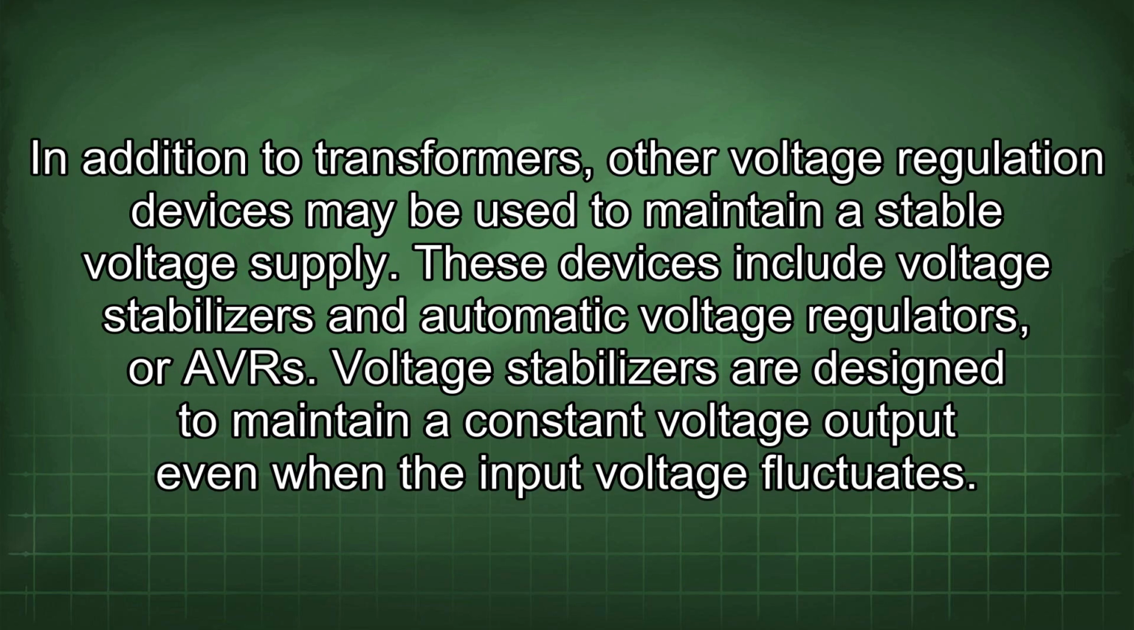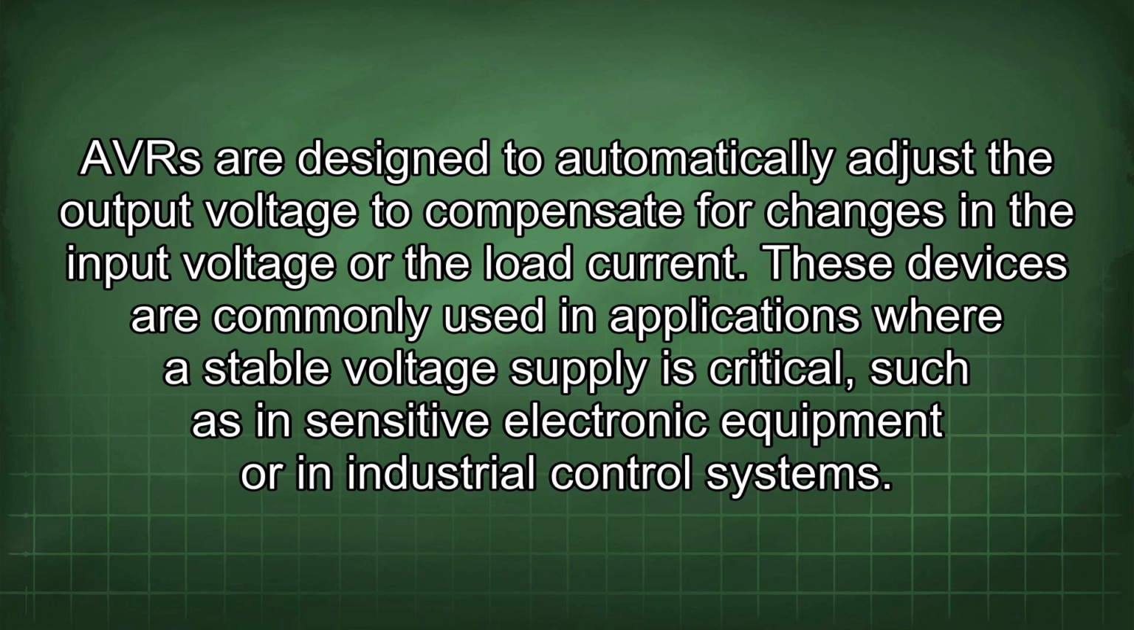In addition to transformers, other voltage regulation devices may be used to maintain a stable voltage supply. These devices include voltage stabilizers and automatic voltage regulators, or AVRs. Voltage stabilizers are designed to maintain a constant voltage output even when the input voltage fluctuates. AVRs are designed to automatically adjust the output voltage to compensate for changes in the input voltage or the load current. These devices are commonly used in applications where a stable voltage supply is critical, such as in sensitive electronic equipment or in industrial control systems.